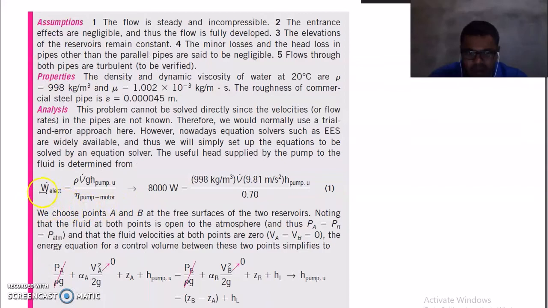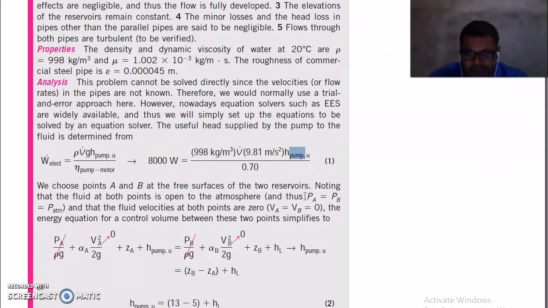So this is your electric work, which is 8000 watts, given. It is equal to density times volume flow rate times gravity times pump head, divided by the efficiency of the pump-motor. So this is your first equation here. In this equation, H pump, the pump head, is unknown.